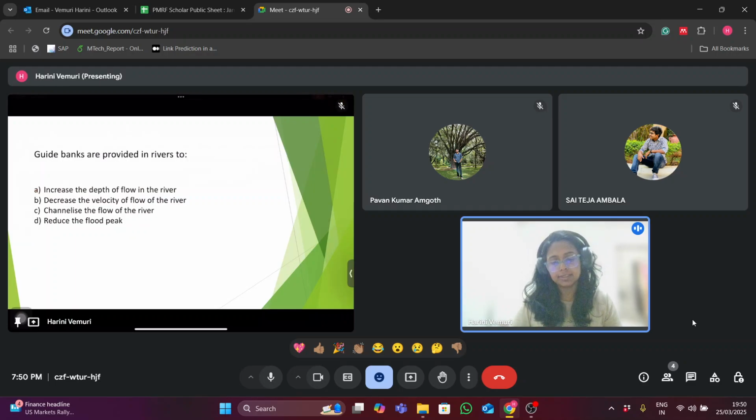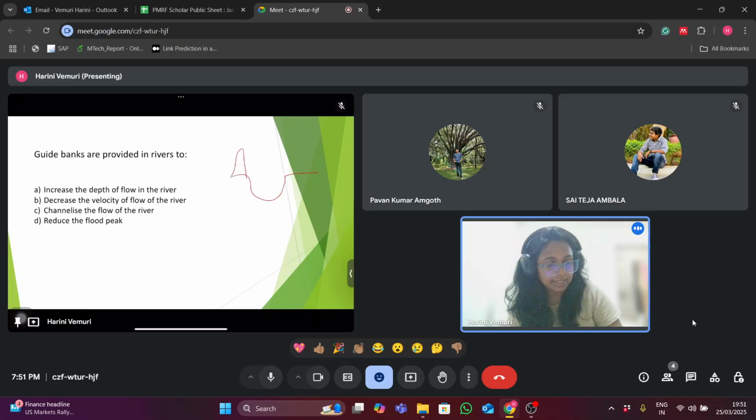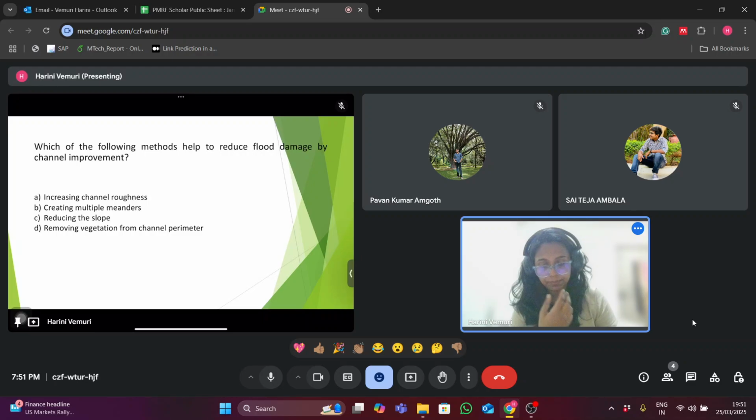Next question is, guide banks are provided in rivers to: option A, increase the depth of flow in the river; B, decrease the velocity of flow in the river; C, channelize the flow of the river; and D, reduce the flood peak. So guide banks are a little bit like embankments only. As I have told, what they do is we will raise this height. So we are trying to channelize the flow in the river. It doesn't affect the depth or velocity and flood peak. So mainly we are trying to channelize the flow of the river in this case.